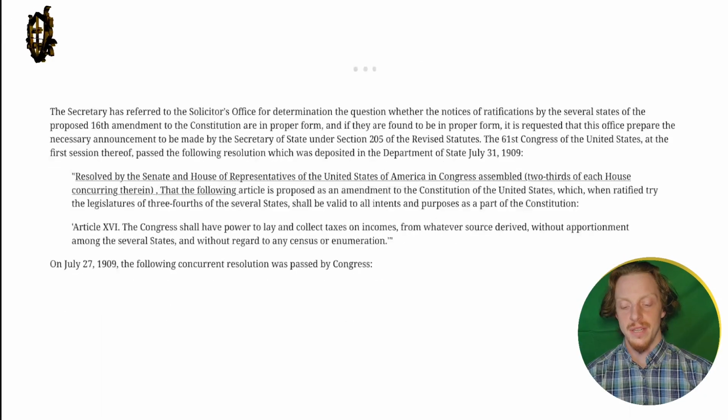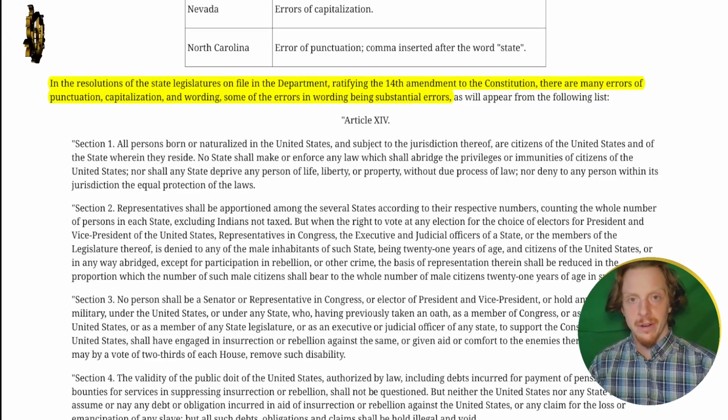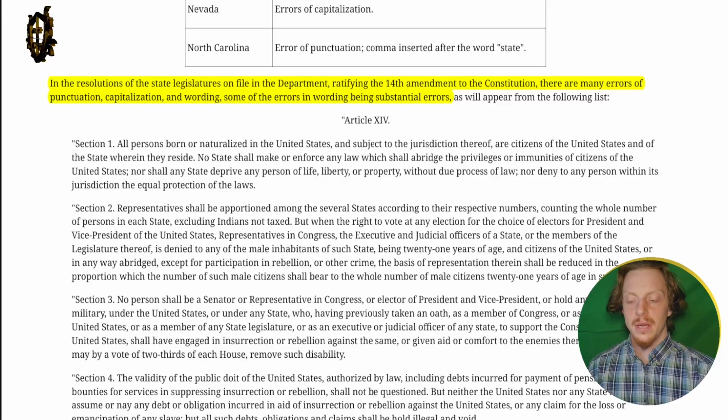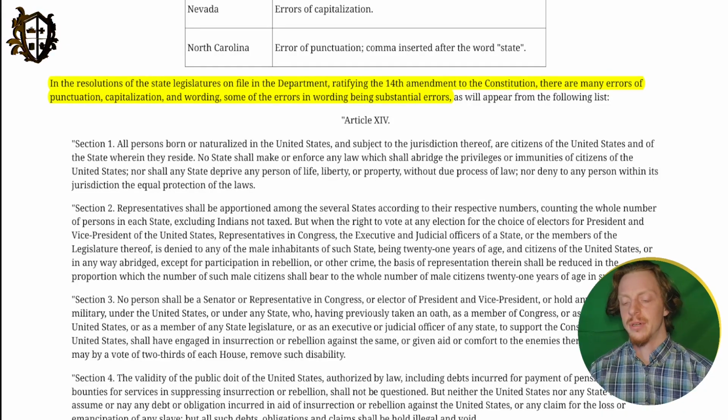So here it is, the Department of State Office of the Solicitor General Memorandum regarding the 16th Amendment, published February 15th, 1913. So again, this is not Caleb, this is Secretary of State, Solicitor General. In the resolutions of the state legislatures on file in the department ratifying the 14th Amendment to the Constitution, there are many errors of punctuation, capitalization, and wording. Just errors. Inconsequential, I'm sure. And wording, some of the errors in wording being substantial errors, as will appear from the following list.